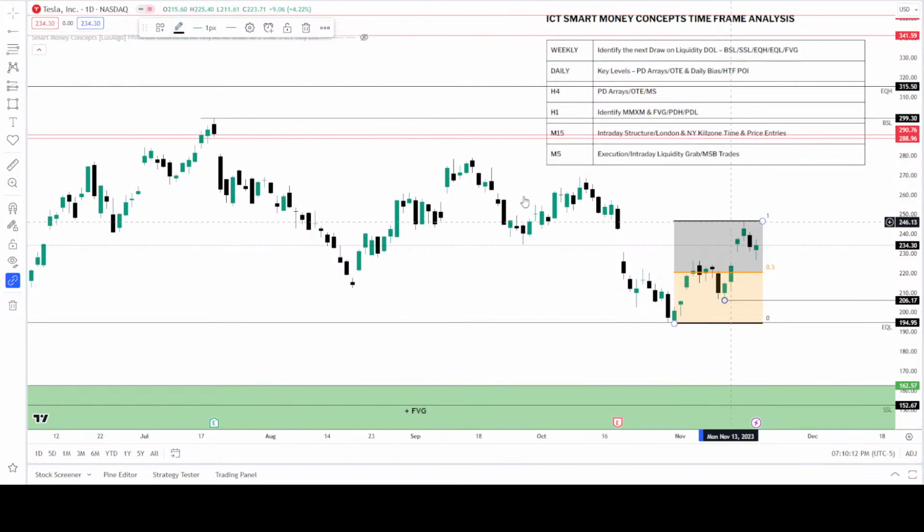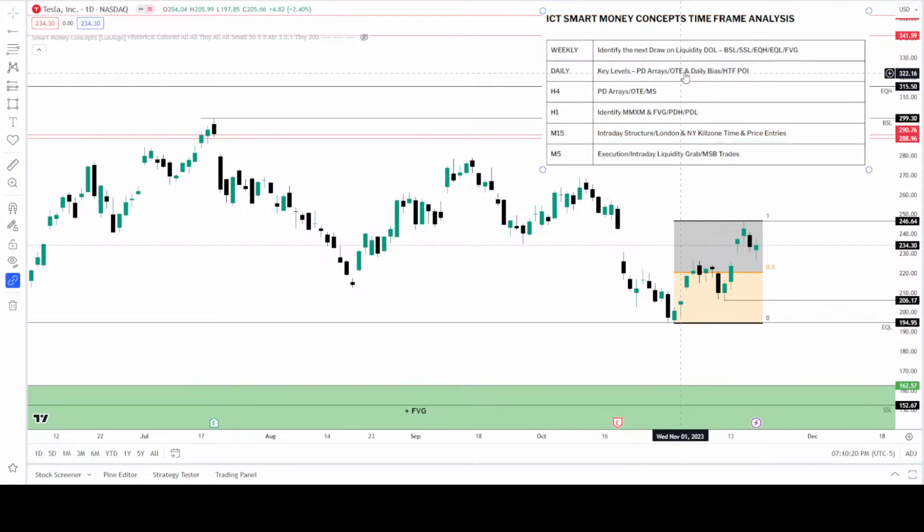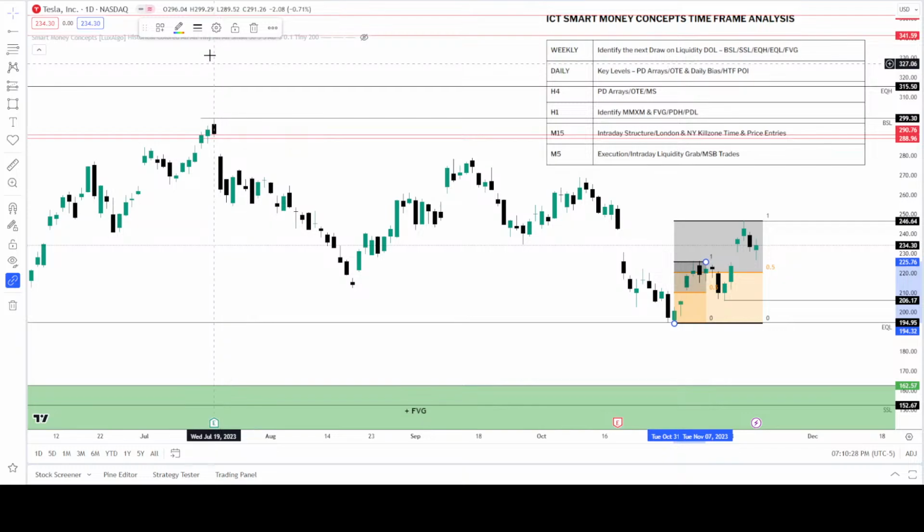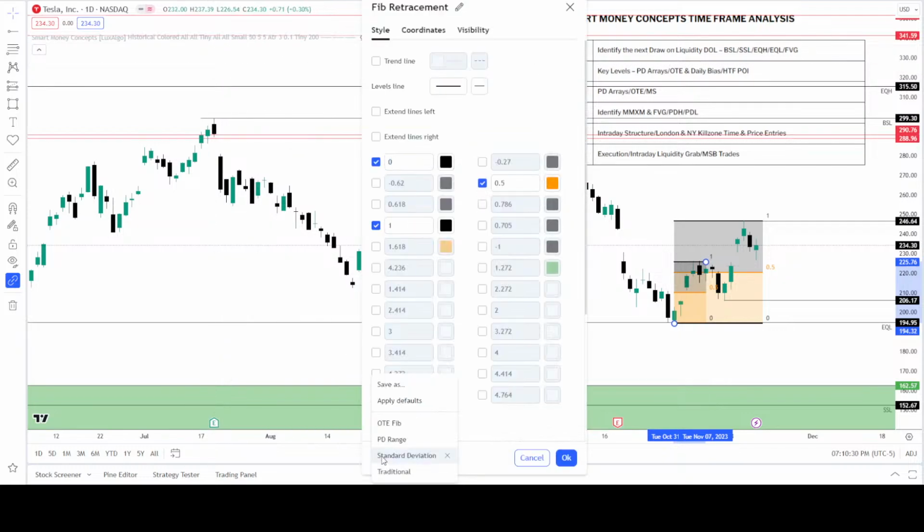And we're going to take the premium array that comes off that swing high right there. So that's going to give us our premium discount arrays there. The next thing we're going to look at is optimal trade entry on the daily time frame chart. So let's see what this move here was. And then we'll need to switch over to, again, our template setting for optimal trade entry.